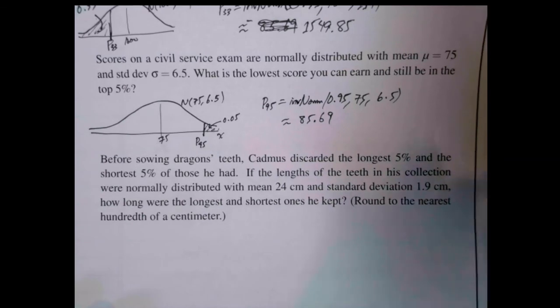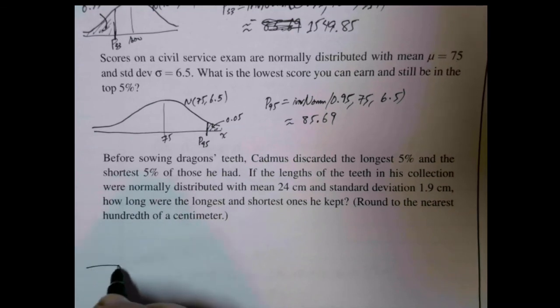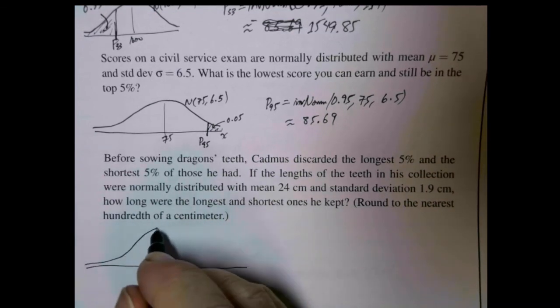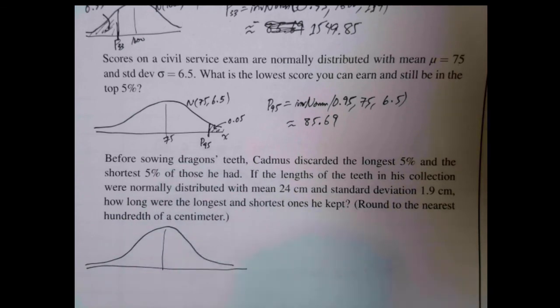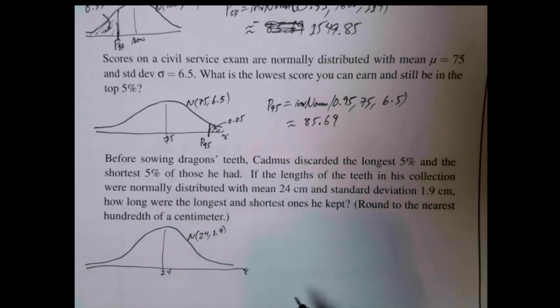All right. Before sowing dragon's teeth, Cadmus, and you can look up Cadmus of Thebes, Cadmus discarded the longest 5% and the shortest 5% he had. If the lengths of the teeth in his collection were normally distributed with mean 24 centimeters and standard deviation 1.9 centimeters, how long were the longest and shortest ones he kept? And we're supposed to round to the nearest hundredth of a centimeter. Okay, so here's a picture. The mean is 24, so this is 24, comma, 1.9. Nice long teeth. And we'll call this axis X.